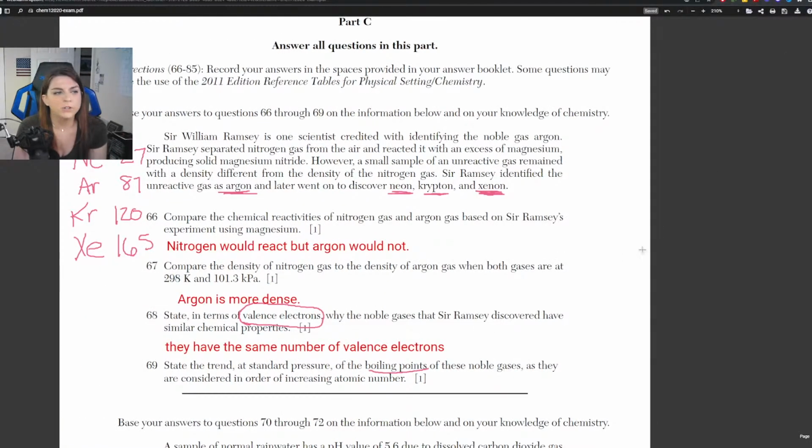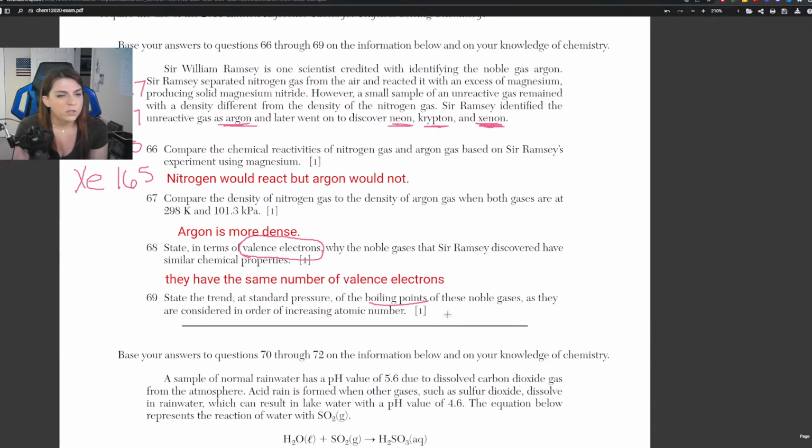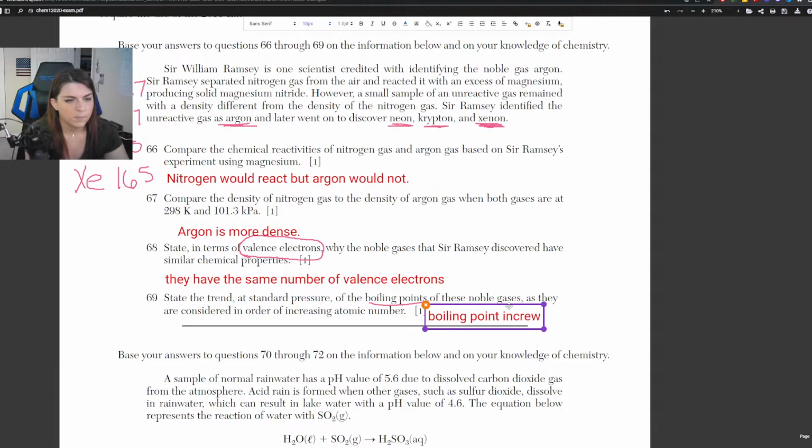You need more and more energy to boil them. So very simply, it's that boiling point increases. You could say as you go down the group of the periodic table, it increases as you increase the atomic number. All of those would be valid, but the simplest way to write it is just the boiling point increases.